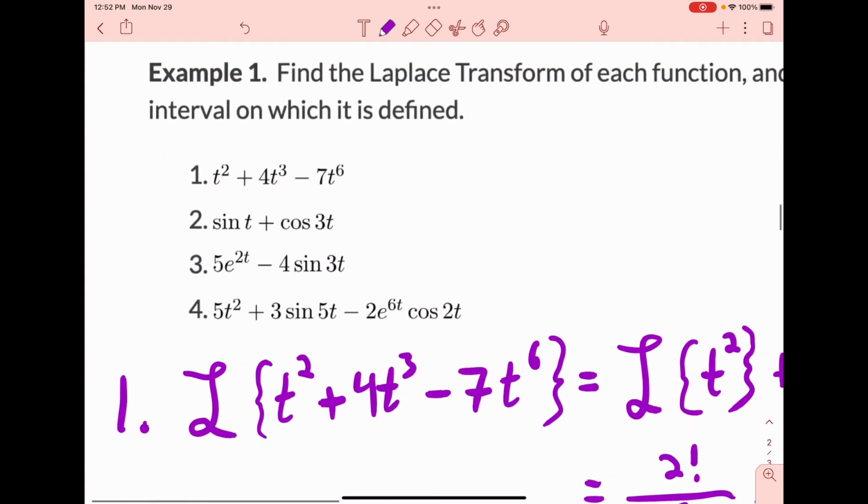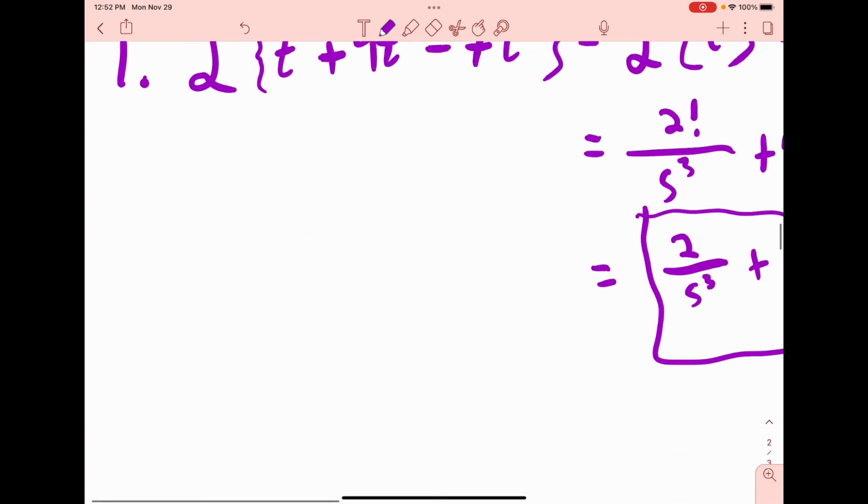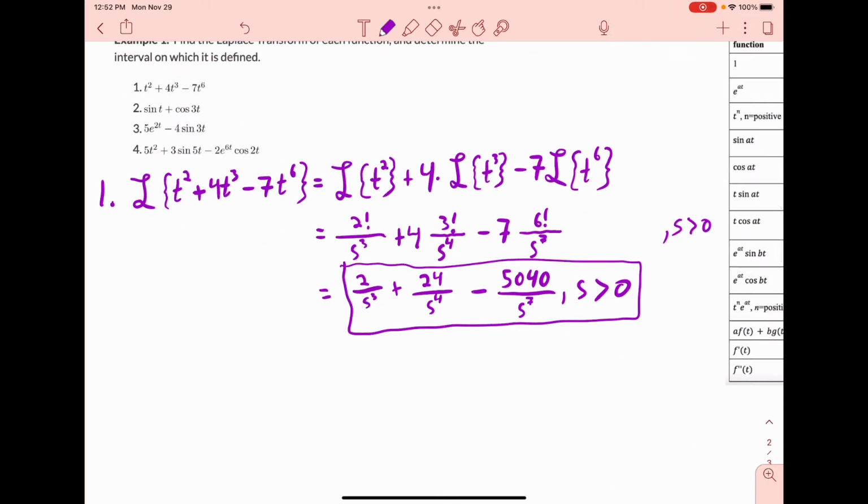I'll zoom into them on the page. If you want to pause the video, you can get them that way. Work them through, try to find the Laplace transform, and then come back and check your work. Okay, welcome back. We're going to go ahead and work through these.